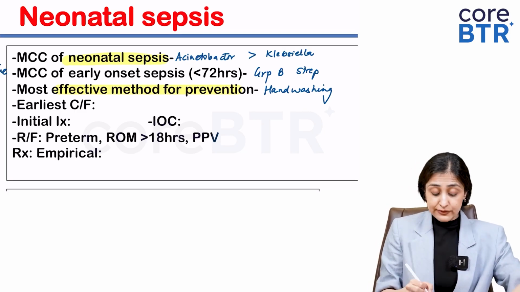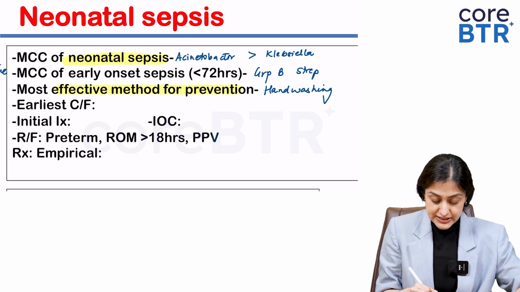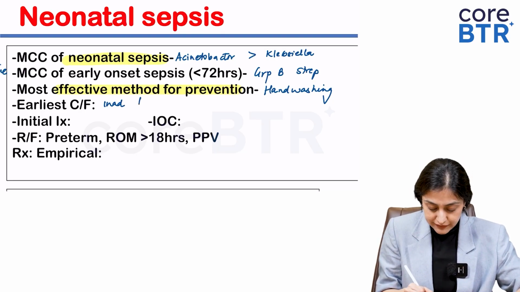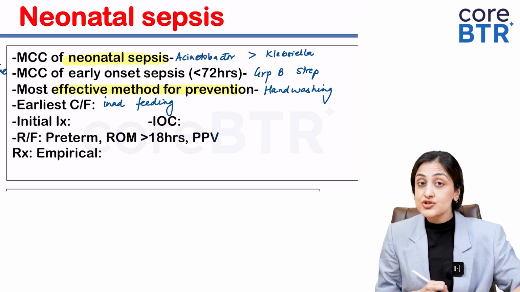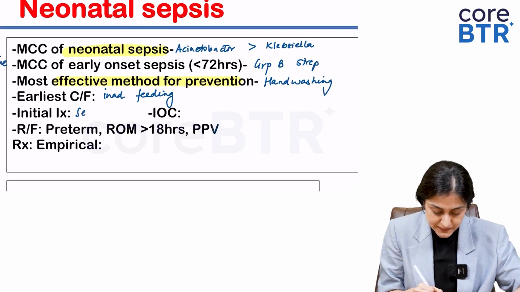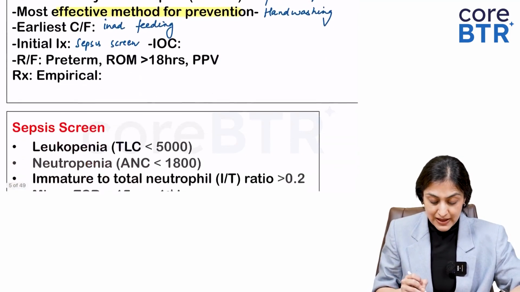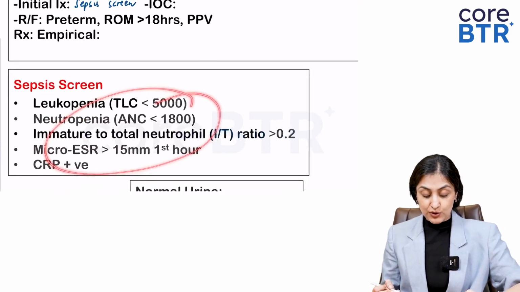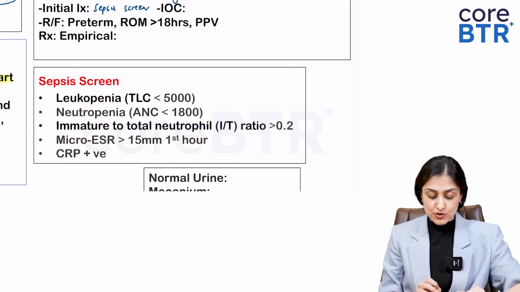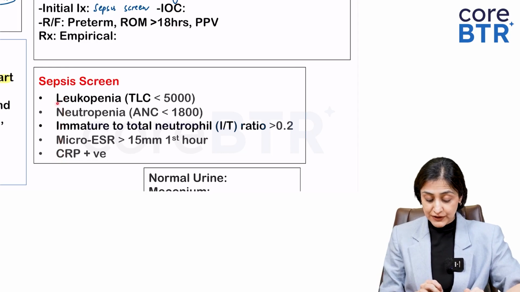The earliest clinical feature is not feeding, right? So inadequate feeding is what can predispose to neonatal sepsis. Initial investigation is a sepsis screen. So first you will take a blood sample and send for a routine sepsis screen, which is nothing but your routine WBC actually. So what parameters are you looking at here?